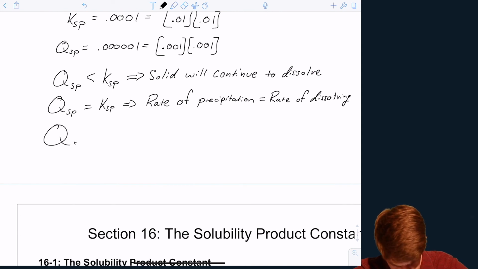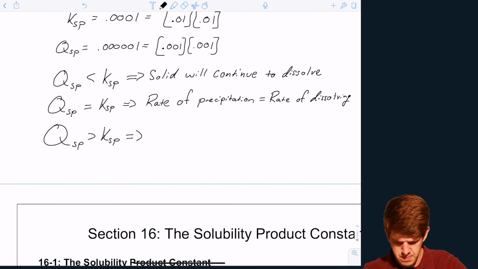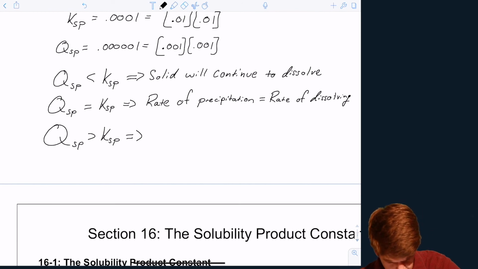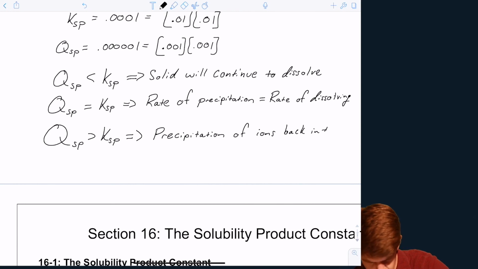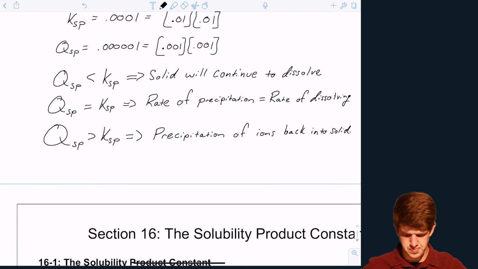Last scenario, Qsp is greater than Ksp. Now I have too many dissolved. Now I will have precipitation of ions back into solid.